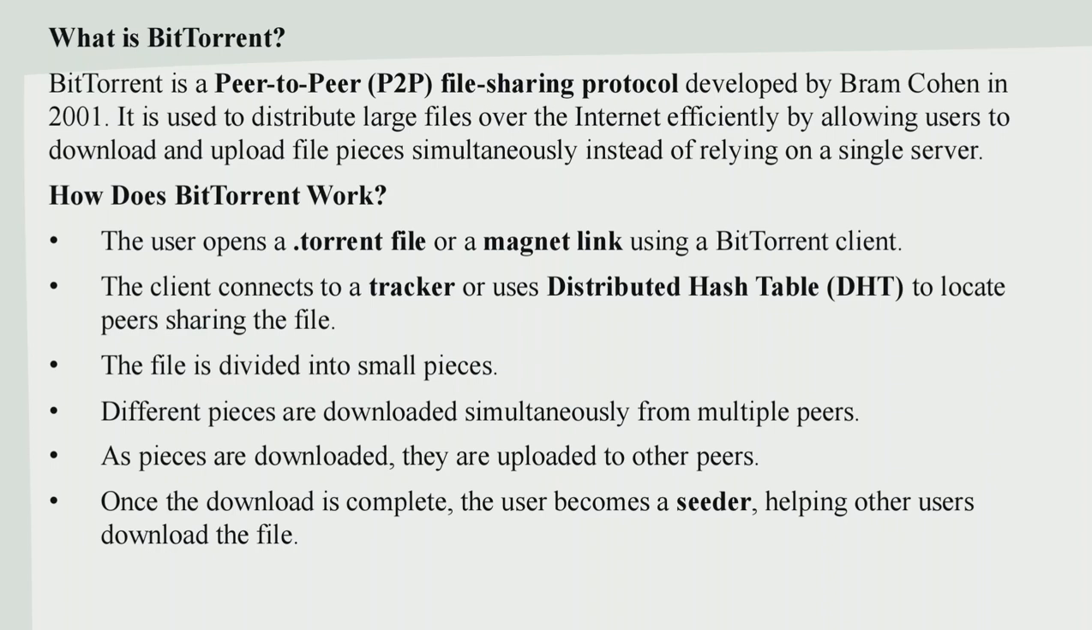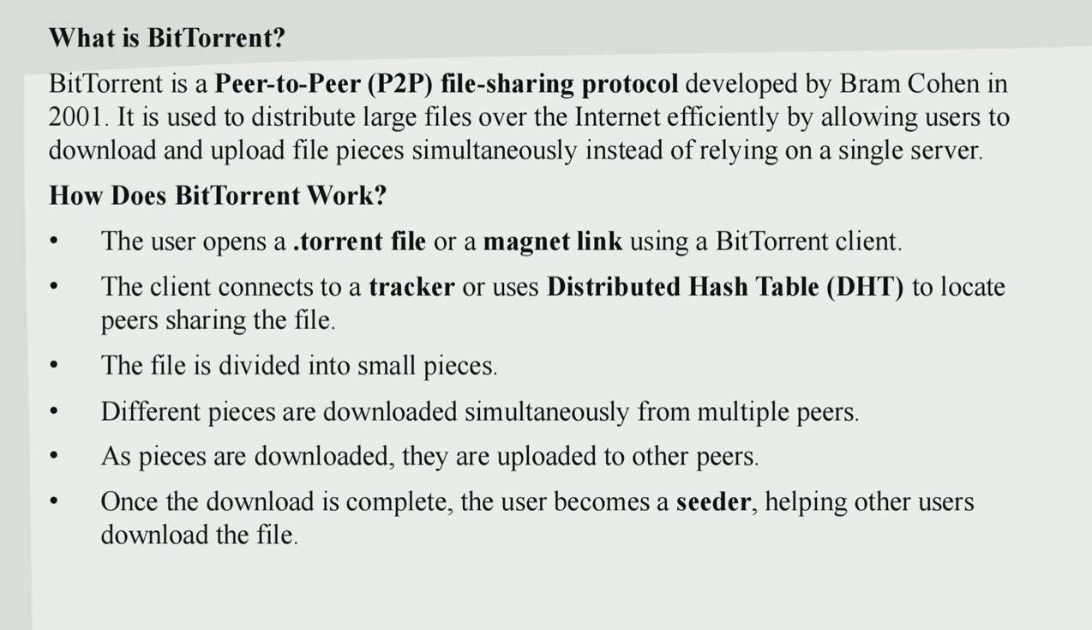BitTorrent is a peer-to-peer architecture file sharing protocol. It is designed to distribute large files efficiently over the internet. Unlike the traditional client-server model where the file is downloaded from one server, BitTorrent allows the users to download different parts of a file from many computers at the same time. This makes downloading much faster and reduces the load on any single server. The working of BitTorrent is simple.